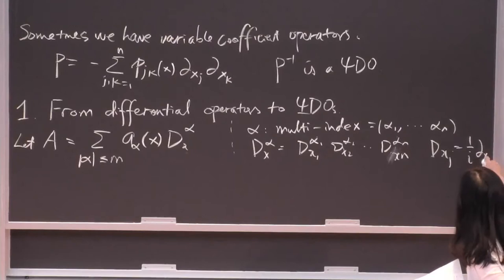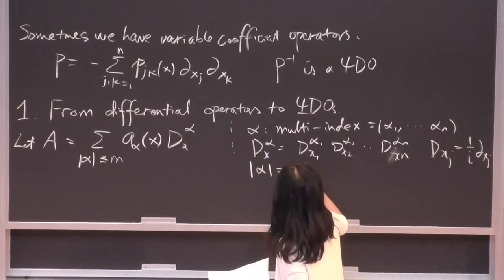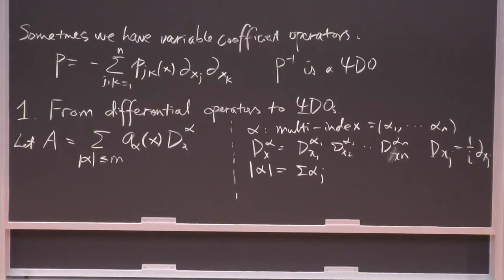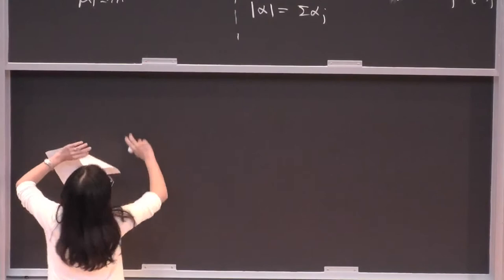And also, the notation, this absolute value of alpha, that's just the sum of alpha_j, j from 1 to n. All right. Okay, so that's my notation. So this operator A is really a regular differential operator where it has a coefficient that depends on x. Okay, now, let me use a different board.